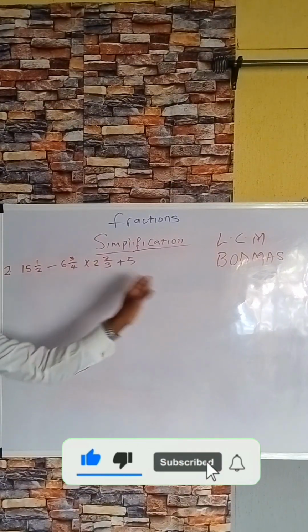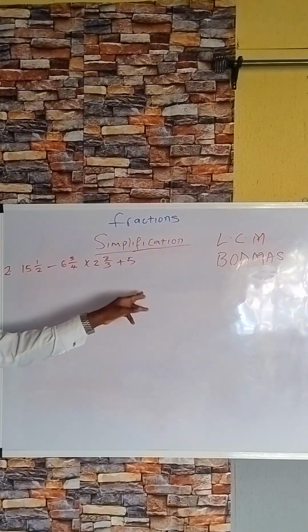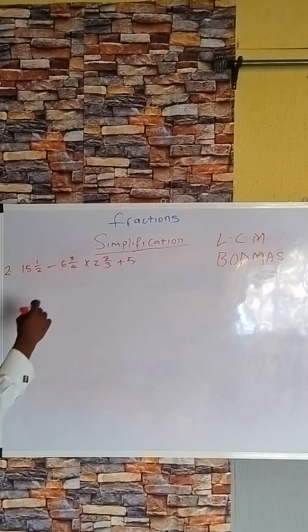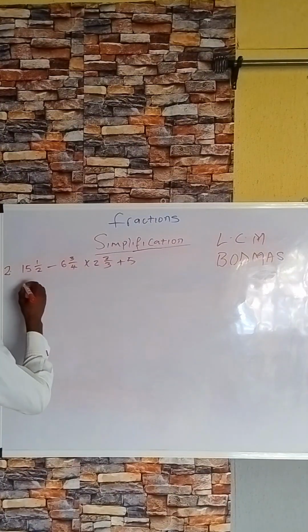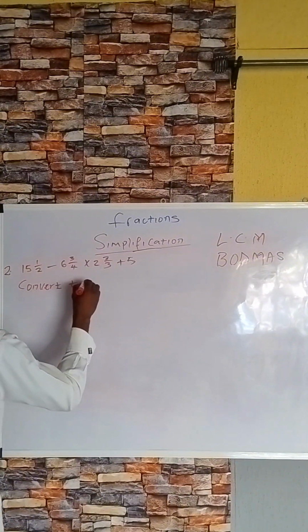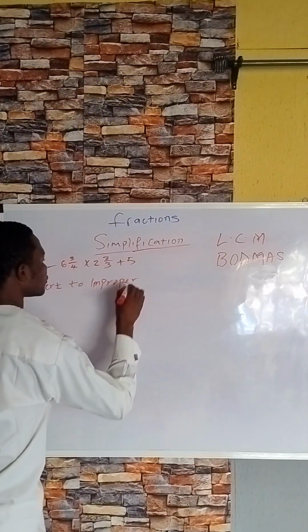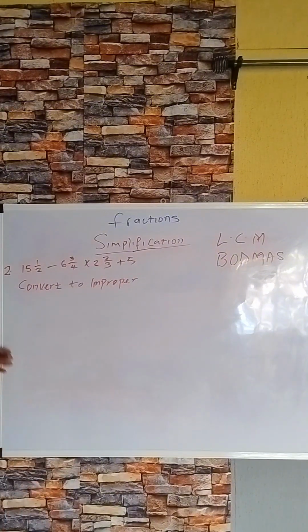So let's take this as our second example. We are going to apply the same process we did with the first one. Like I told you, whenever you are solving, indicate your processes, write it out to show all working. Convert to improper fraction is the first process we are going to apply. Convert to improper. So let's convert this to improper fraction.